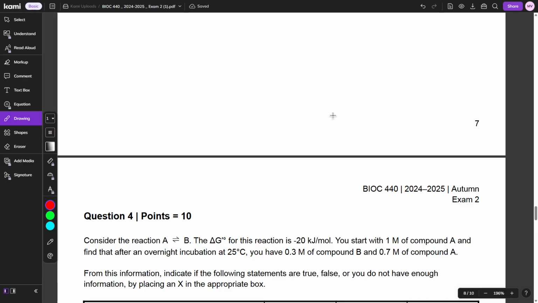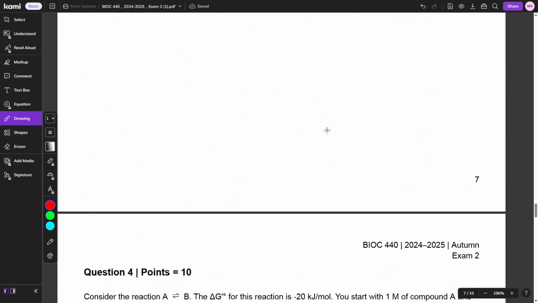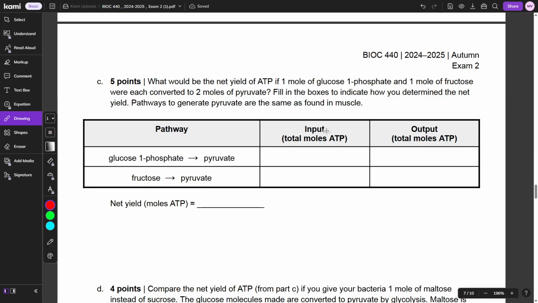Cool? Yeah, these ones are a little bit easier, right? This question's also not that bad. It just takes a little bit of how much of glycolysis you remember. So, what would be the net yield of ATP if 1 mole of glucose 1-phosphate and 1 mole of fructose were converted into 2 moles of pyruvate? Fill in the box to indicate how you determine the net yield.